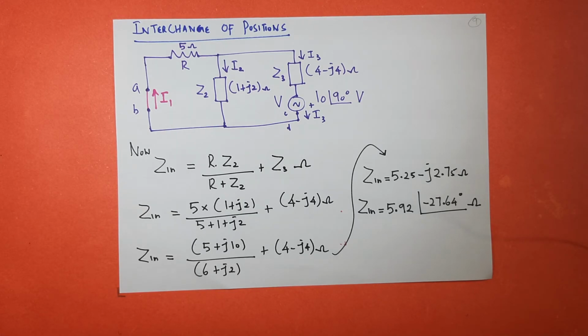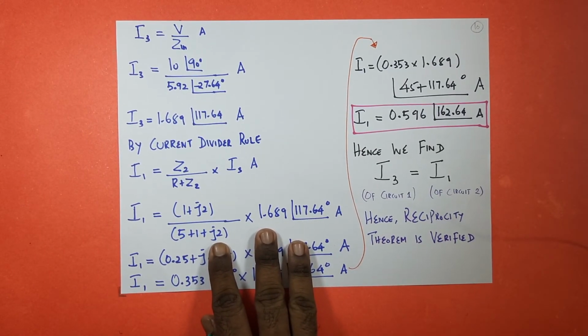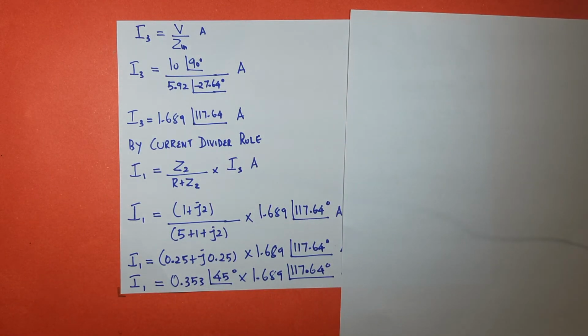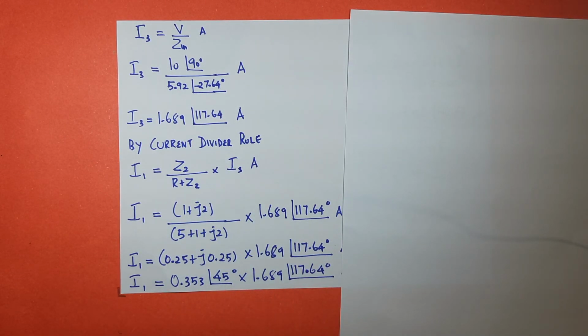Next to find out what is the source current, which is I3 here, second circuit. What is the source current? So I3 equal to V by Zin. Just we know what is V, Zin we have found out. I3 is this. So now apply the current divider rule. So we want to find out what is I1. That is opposite branch component, which is nothing but Z2 divided by sum of the things R plus Z2, into source. This source current is I3 ampere.